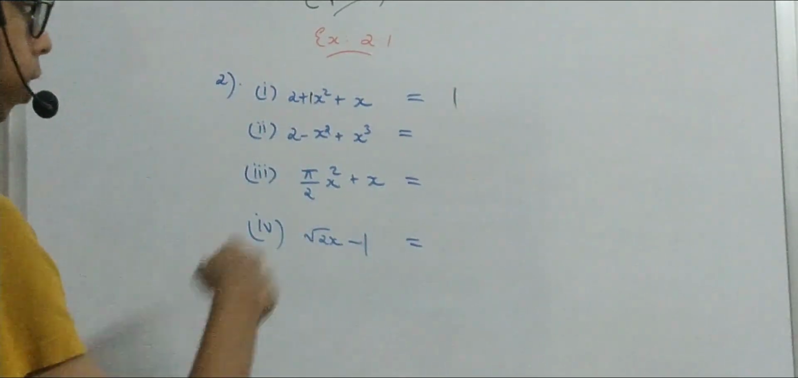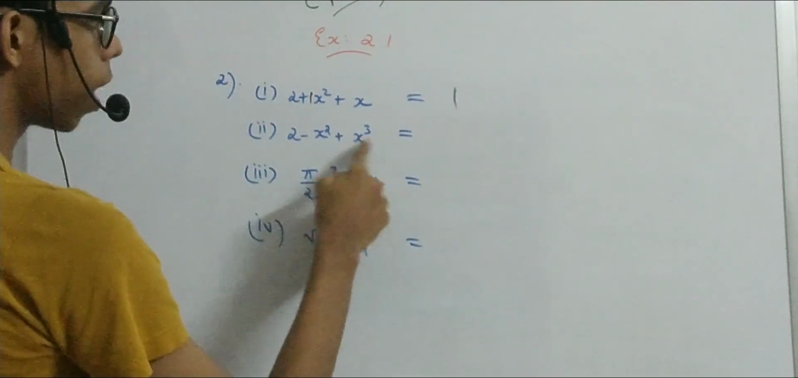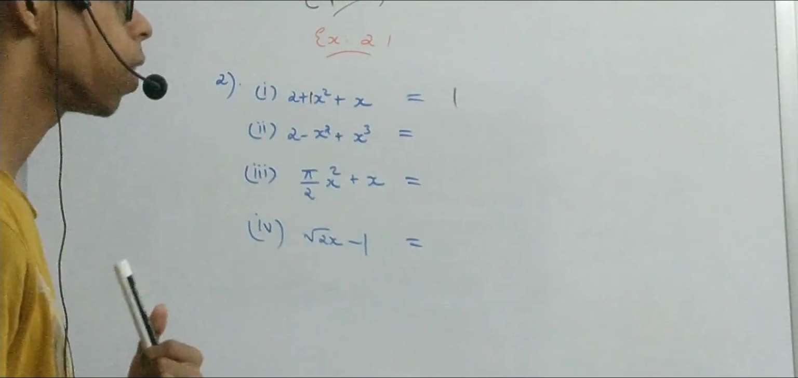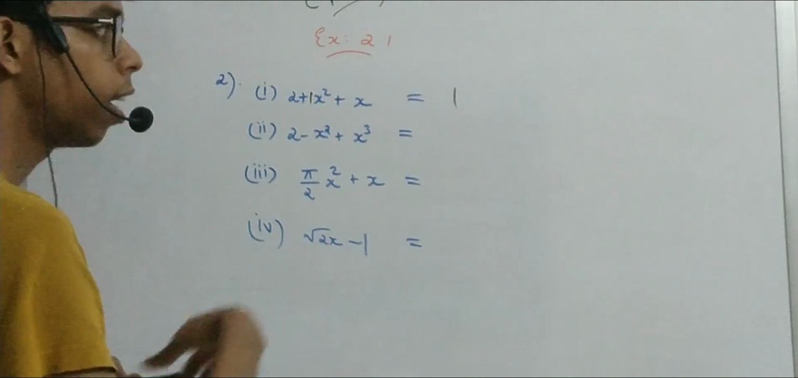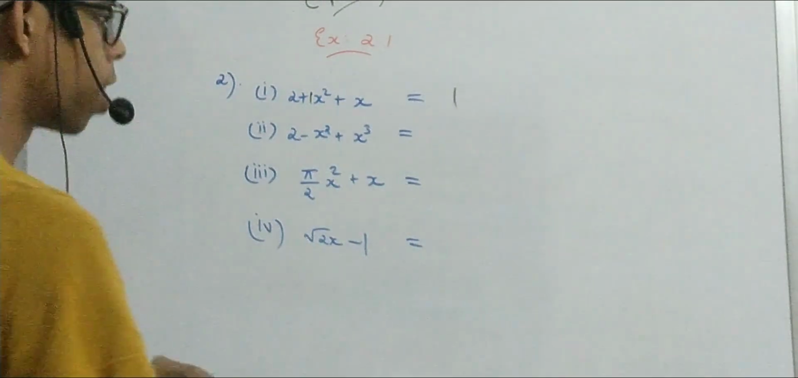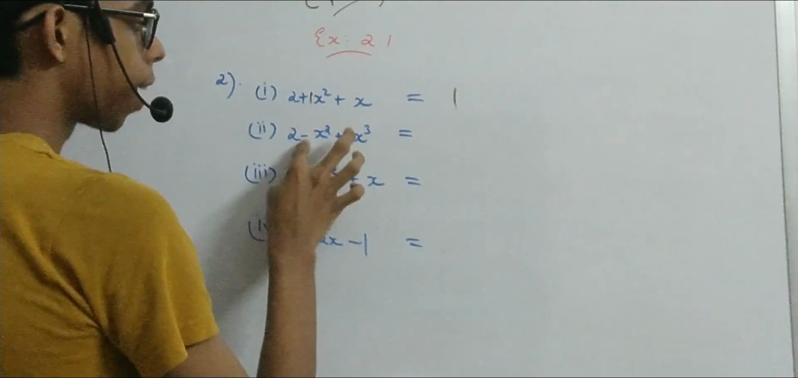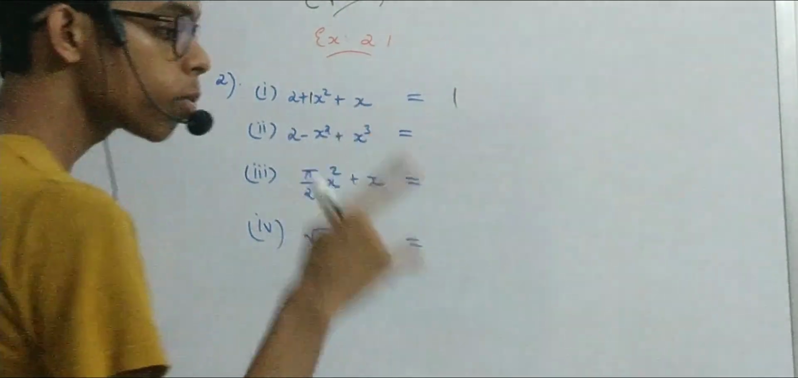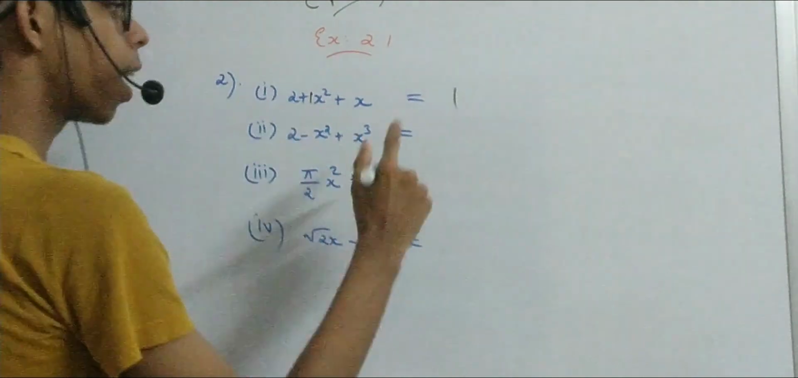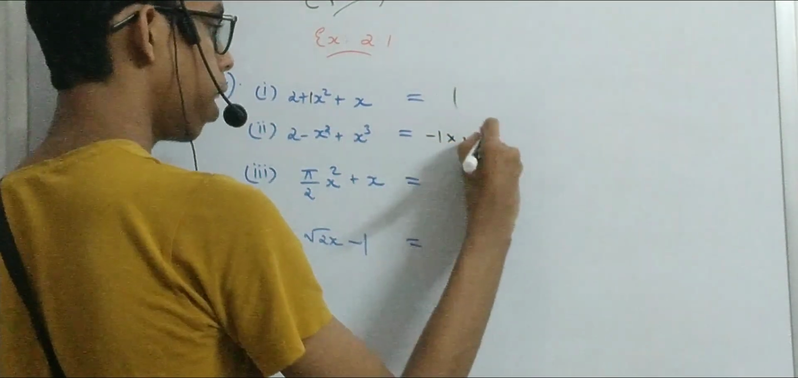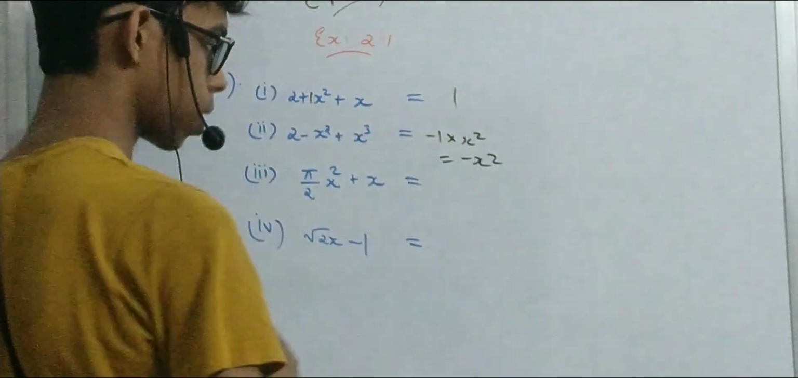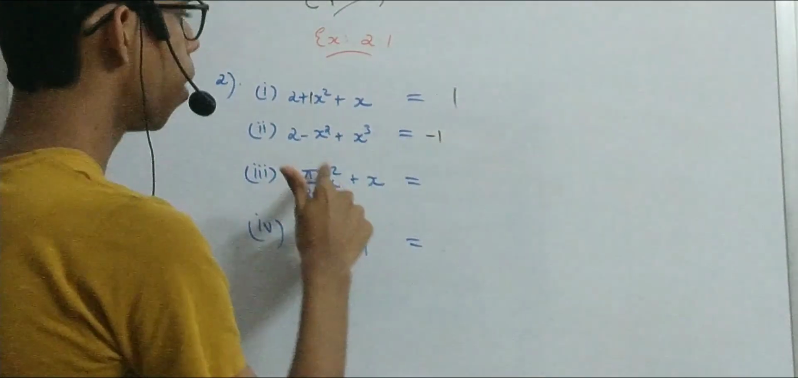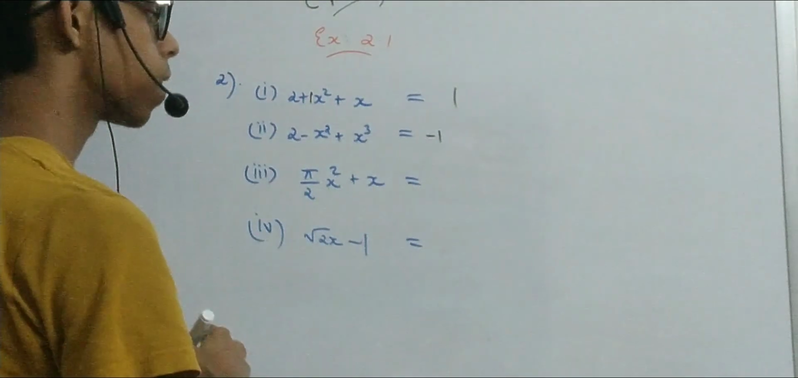Now the second one is 2 minus x square plus x cube. Now here we are having our x square. What is the coefficient of x square present over here? Yes, it is minus 1. Why? Because here we are having minus x square. So when we do minus 1 into x square, we will be getting minus x square. So the coefficient of minus x square is minus 1.